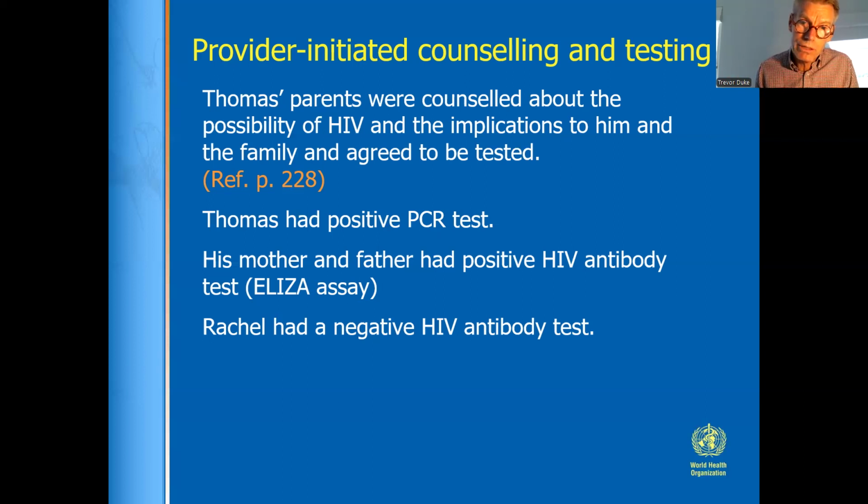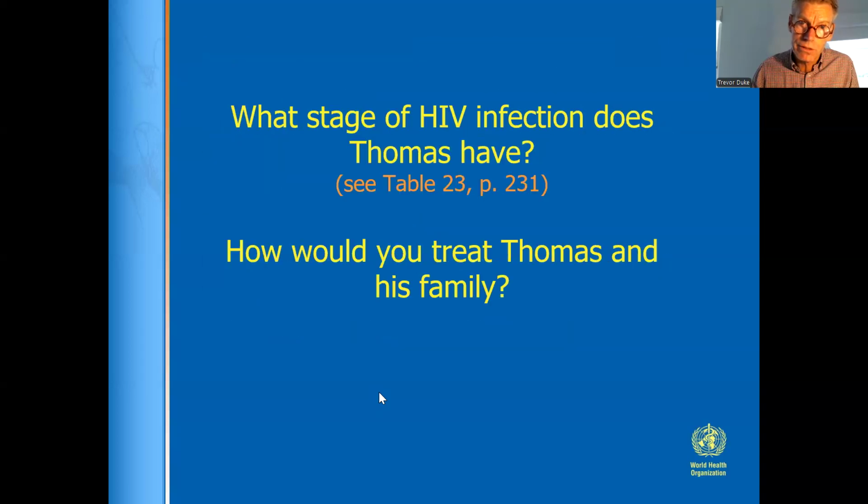Their other daughter, Rachel, had a negative HIV antibody test. She was 3 years of age, so that means that she doesn't have HIV. So Thomas did have HIV. Not surprisingly, his mum and dad had HIV, but his sister Rachel did not.